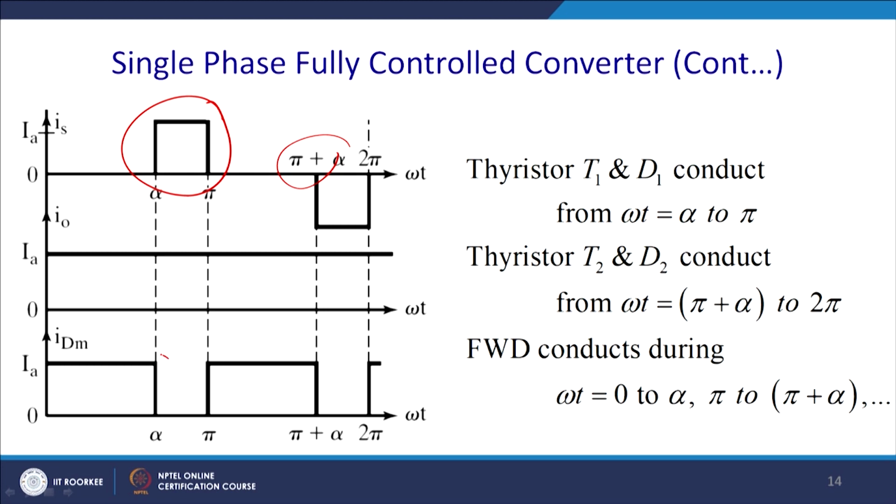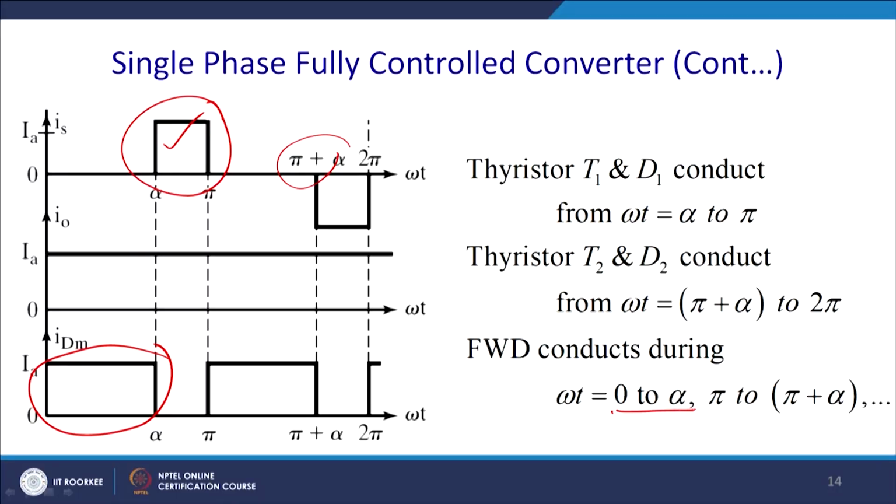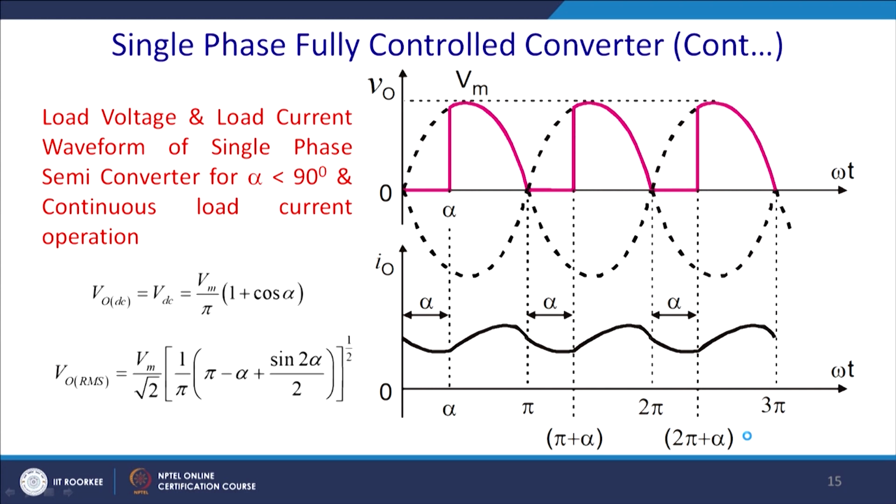And similarly, you can find that the rest of the current is flowing through the free wheel diode. Current through the free wheel diode will be very high, and this is the amount of the current flowing through the free wheel diode. So, thus T1 and D1 conduct for alpha to pi, T2 and D2 conduct for the period pi plus alpha to 2 pi, and for omega t 0 to alpha, the free wheel diode conducts, and again from pi to pi plus alpha the free wheel diode conducts. So, this is the waveform of it.